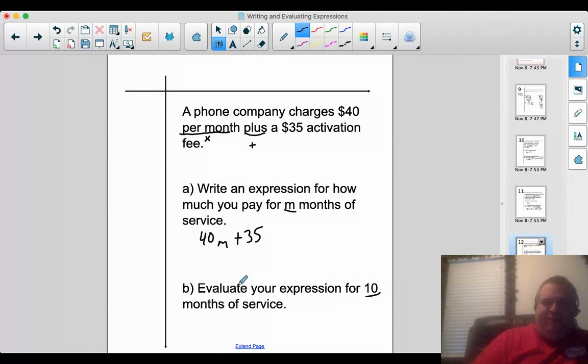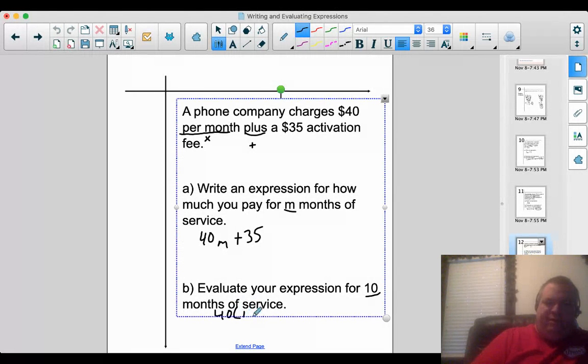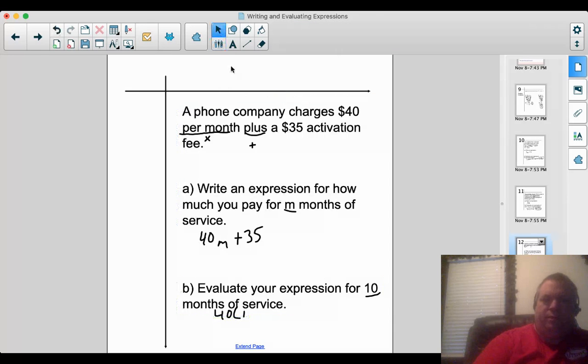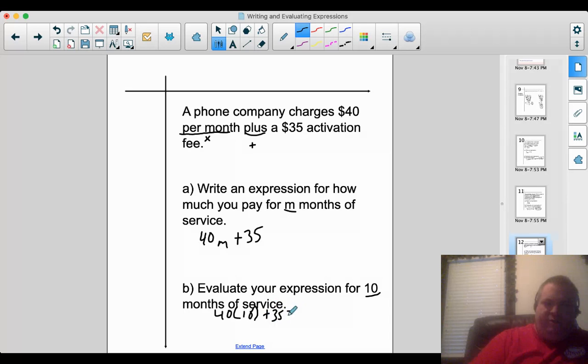So I'm given a number, a value, to set my variable equal to. So I do 40 times 10 plus 35. Order of operations says to multiply first. 40 times 10 is 400, plus 35 is 435. And this is measuring how much I'm paying, so it's in dollars, $435.